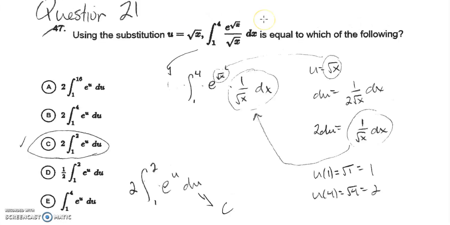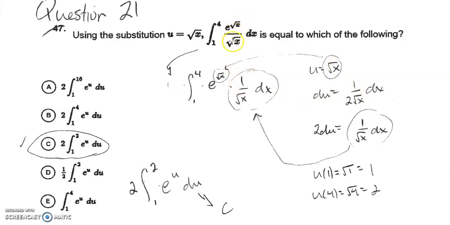Where'd that come from? Well, it's e to the root x, and then I wrote this piece right here so that y'all could see it as 1 over root x dx. Why did I do that? Well, because I know that this u of root x, which they tell me to do, is going to be that guy. The du gives me 1 over 2 root x dx.